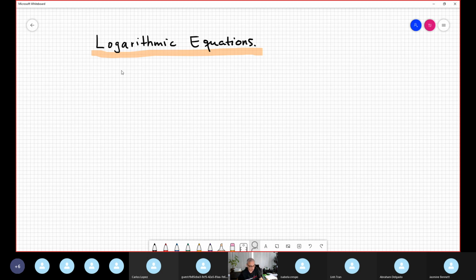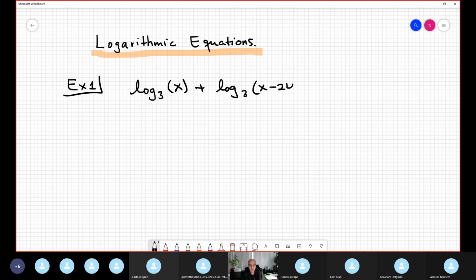Okay? Let's do example 1 of the logarithmic equation. Suppose logarithm base 3. In this case, not necessarily the standard logarithm. I put it arbitrarily: logarithm base 3 of x plus logarithm base 3 of x minus 24 equals 4. Okay, this is my equation.